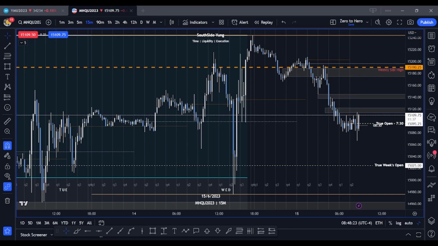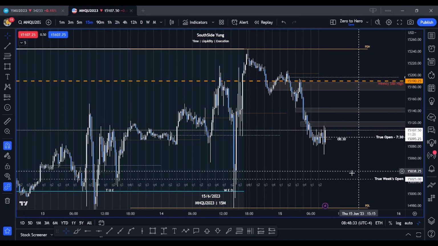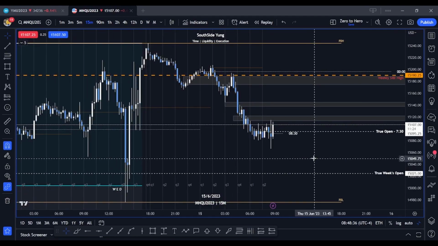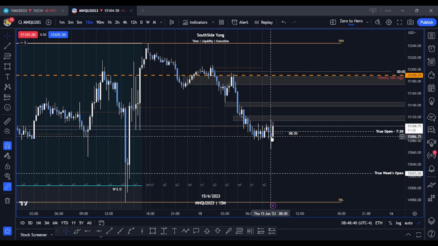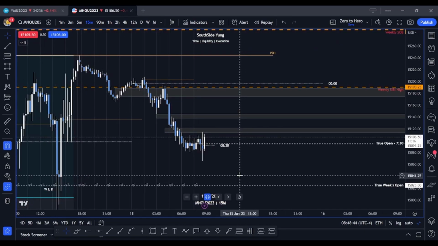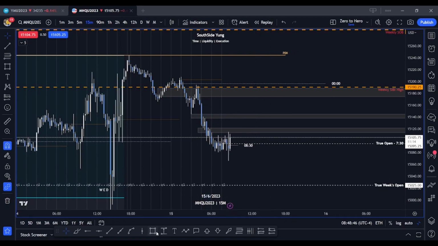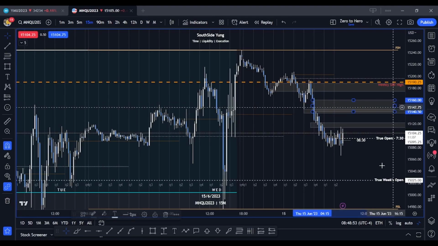Yeah, I like that, Cody. I like what you've got right there. Yeah, price coming into a premium, of course. Because I'm saying New York is based on ICT concepts, right? It's supposed to be a retracement of the range that London created. So you can definitely expect to see something like that there.